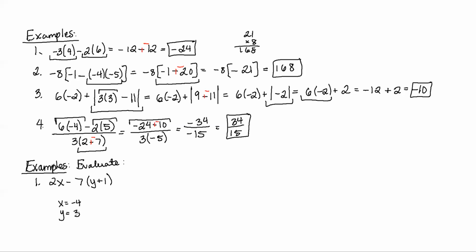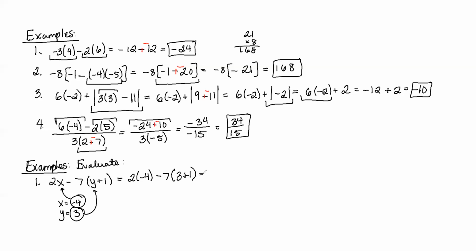The one big thing here, when you're plugging in a negative, always put parentheses around negative numbers when you plug them in. So we're going to have 2 times x, or 2 parentheses -4. It's natural to do it here because we're multiplying, but when we get to some exponents in a second, it's not as natural to put parentheses, but you want them so that you can simplify correctly. And now -7 parentheses y, which is 3, plus 1. And now it's a matter of simplifying.